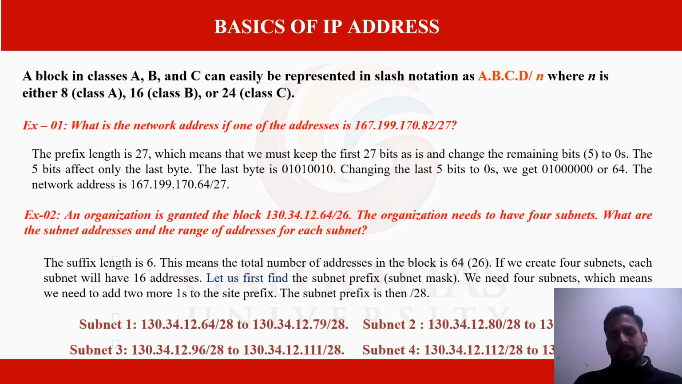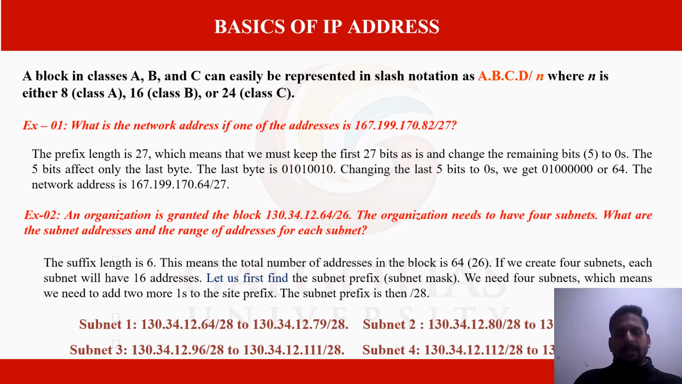And let us find the first subnet prefix. So they are asking for this subnet mask. And you see here they are telling 130.34.12.64. So this is the initial value here, and from this we have to add the 64 address range. If you add those 64 addresses, it will end up with 130.34.12.79. That's what they are mentioning here. So this is the address range.